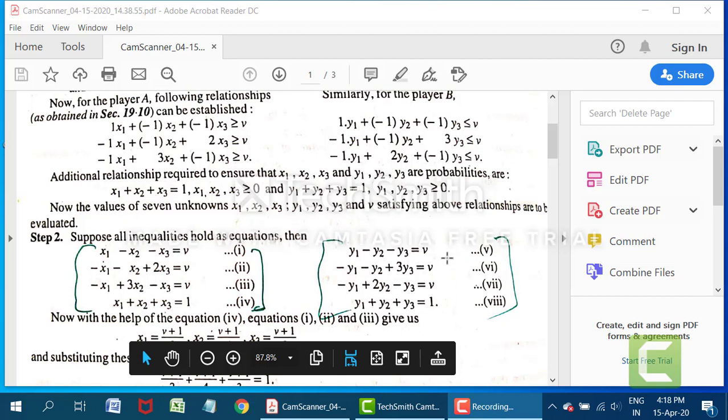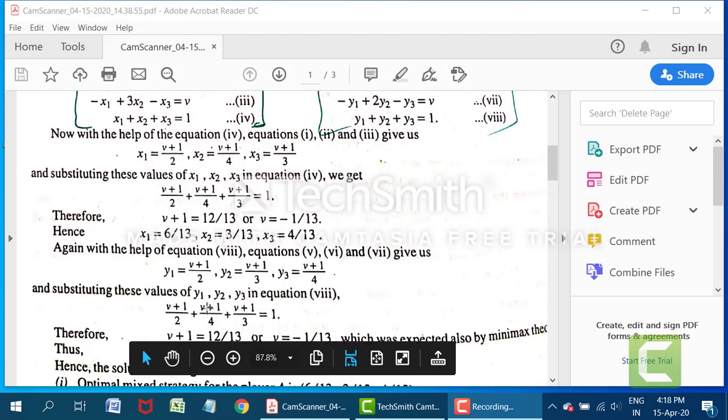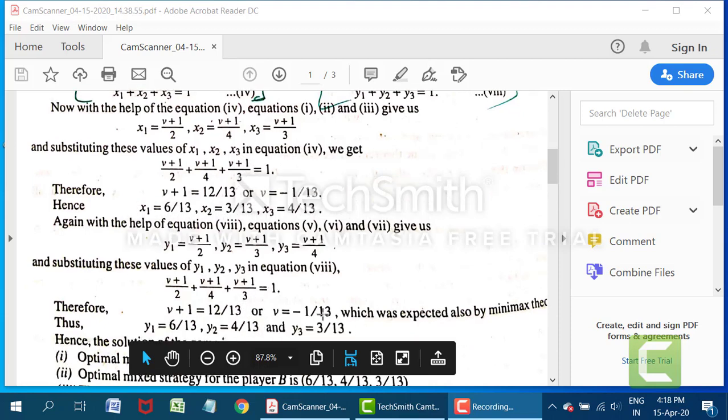We solve these equations as solved here. I solve these four equations. You solve these equations. y1, y2, y3 can be expressed in terms of nu like this. The summation of these y1, y2, y3 equals 1. Substitute these expressions in y1 plus y2 plus y3 equals 1. Then you will get the value of nu. So here also the value of the game is the same.